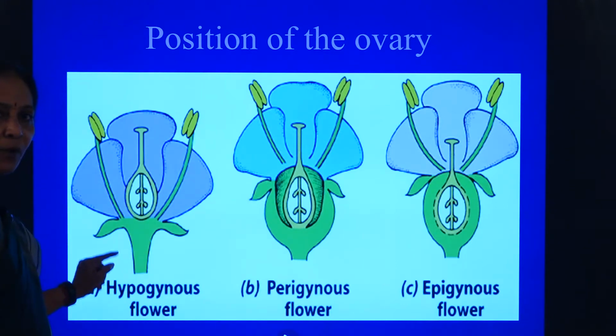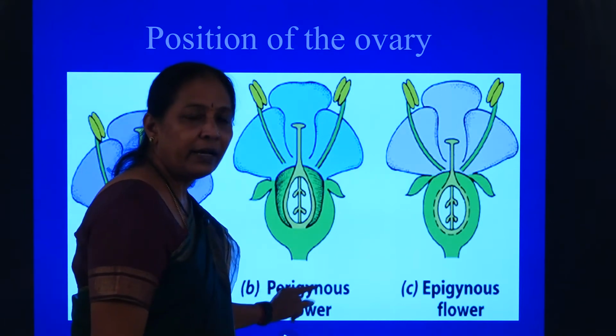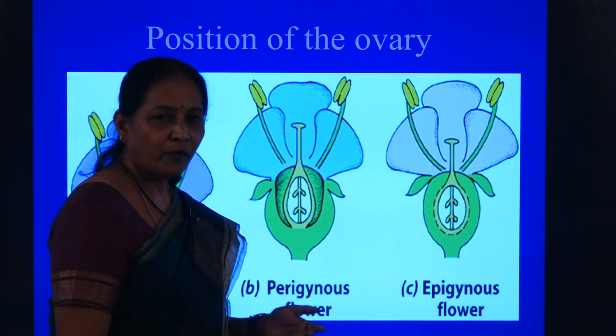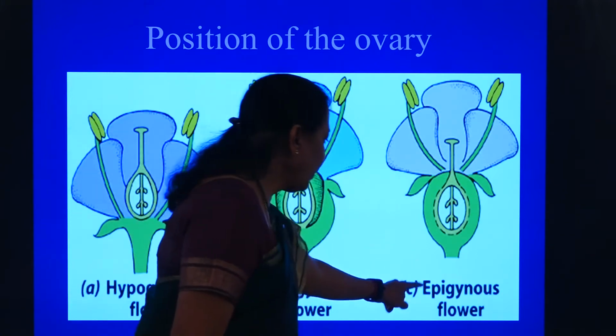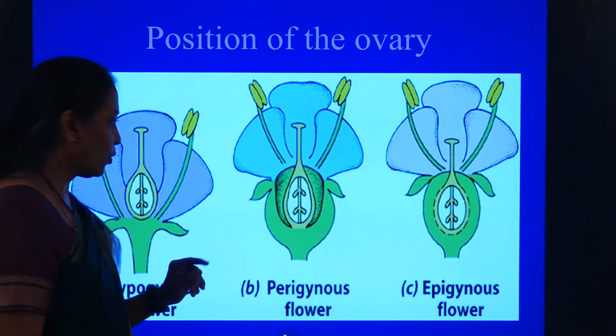In hypogynous, the position of the ovary is superior. In a perigynous flower, it is either inferior or superior. In an epigynous flower, the ovary is always inferior in position.